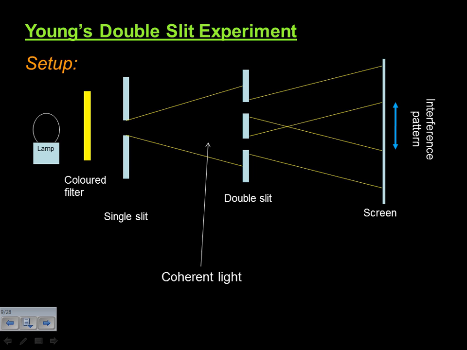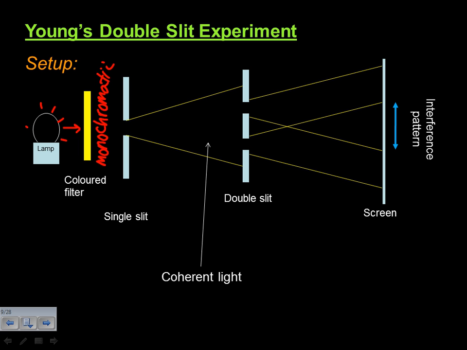All right, the most famous experiment for double slit interference is Young's double slit experiment. And what he did, he had a lamp on the left-hand side, and it's not coherent, and it is unfiltered, unpolarized, and then it was allowed to pass through a colored filter. And what this did, it made it monochromatic. Only one frequency was allowed to pass through.